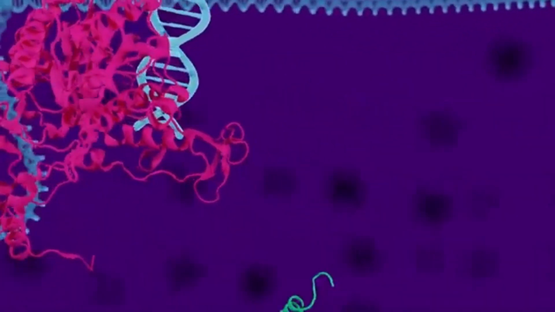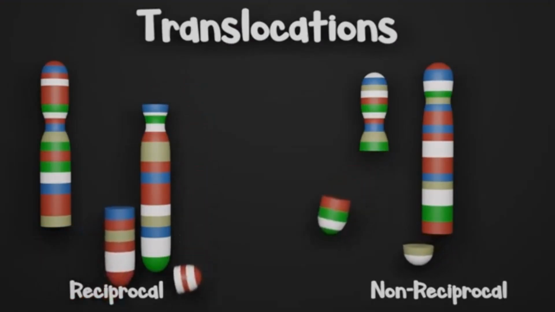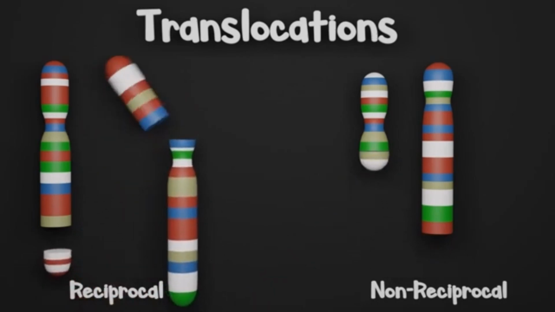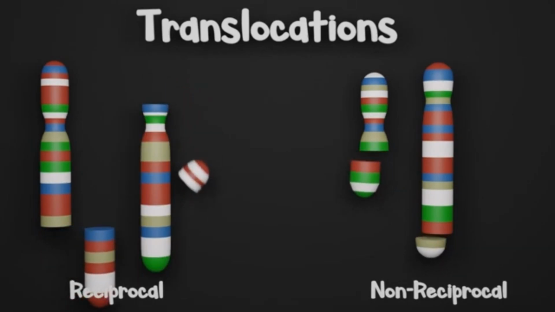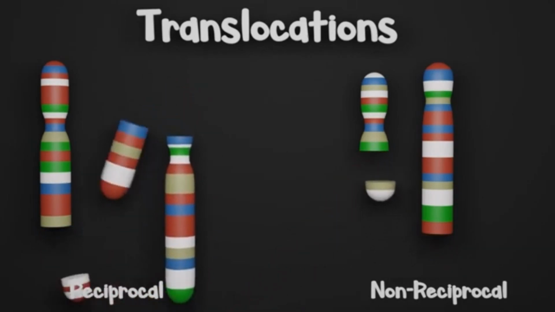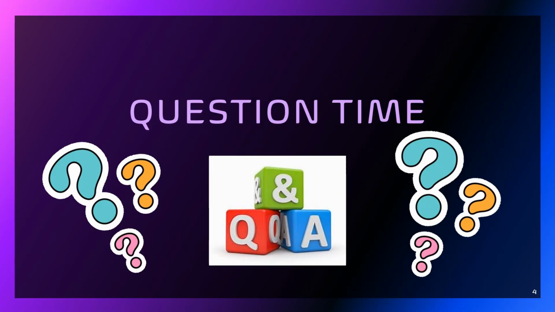There are two examples of translocation, and they are reciprocal and non-reciprocal. A reciprocal translocation occurs when two chromosomes exchange pieces of genetic material with each other, while a non-reciprocal translocation happens when a piece of one chromosome breaks off and attaches to a different chromosome without any reciprocal exchange.